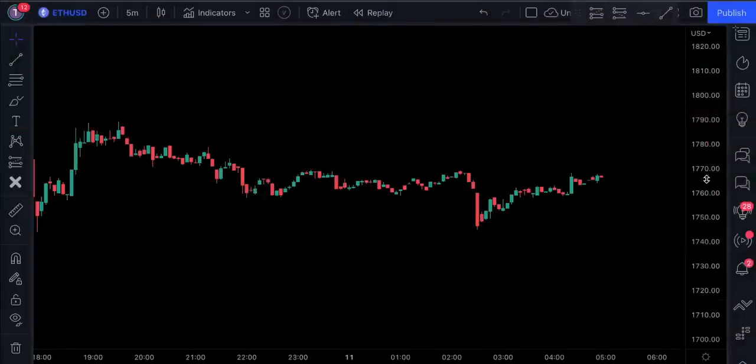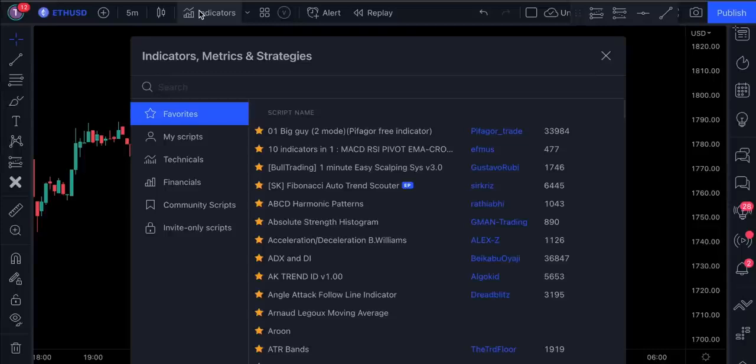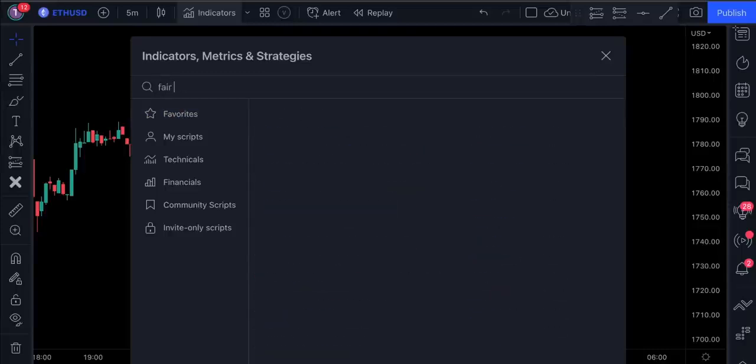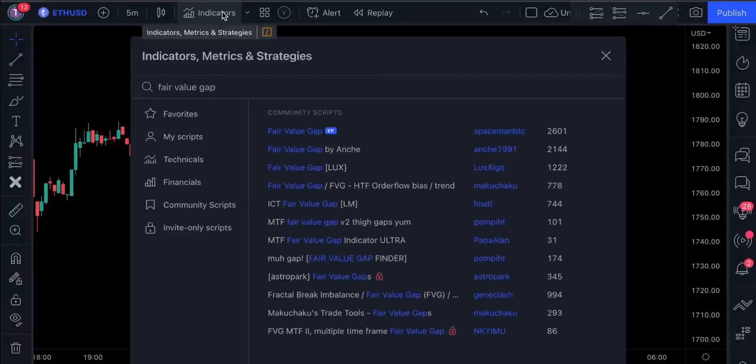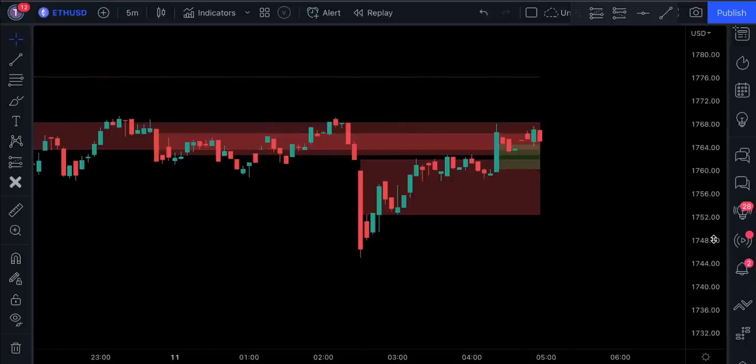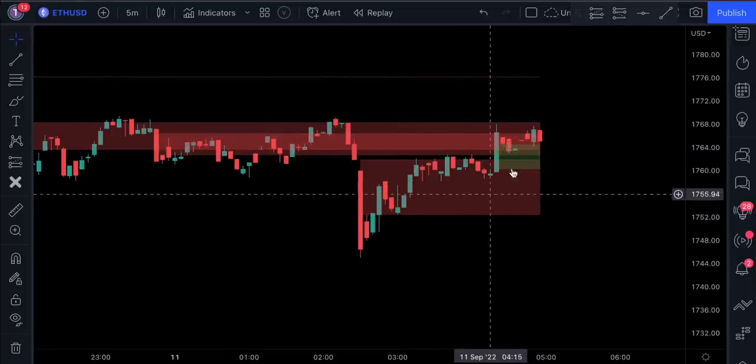Like any other indicator on a TradingView platform, the fair value gap indicator can be added to your charts by selecting it within your indicators button. There are quite a few options out there. I personally prefer this ICT fair value gap by EMAT-L. As we can see, the indicator spots bearish and bullish fair value gaps by displaying the red and green boxes.